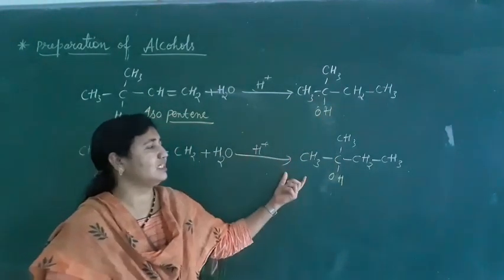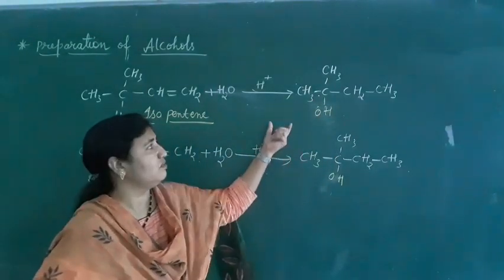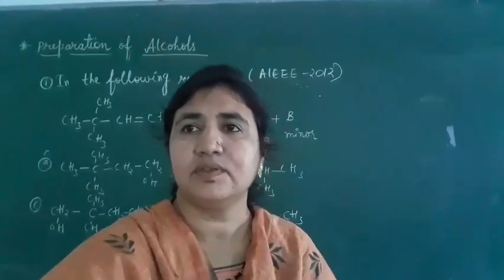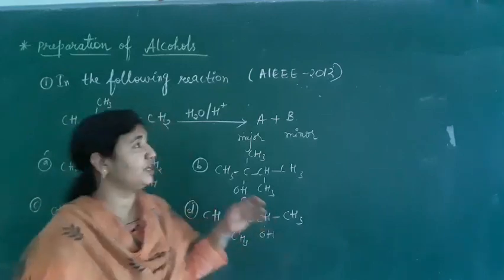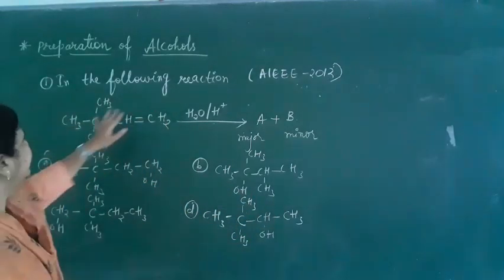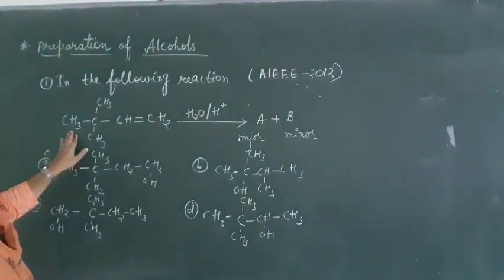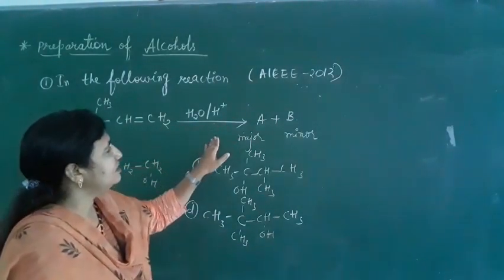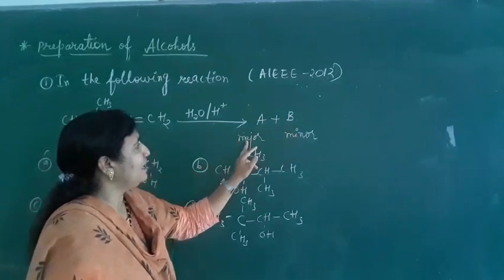Okay, in competitive exams they can ask these two questions. How have they asked? See here, see how they have asked the question. In the following reaction, CH3, CH3, CH double bond CH2 on hydrolysis gives A plus B, major and minor.